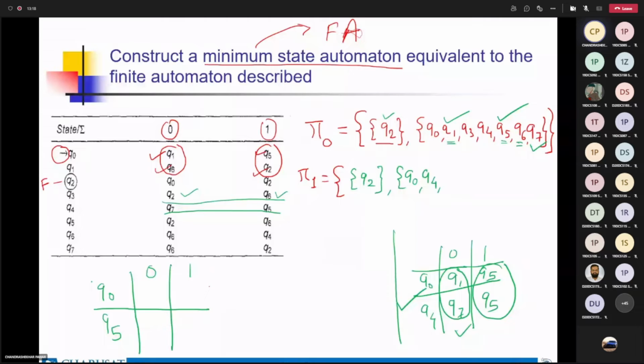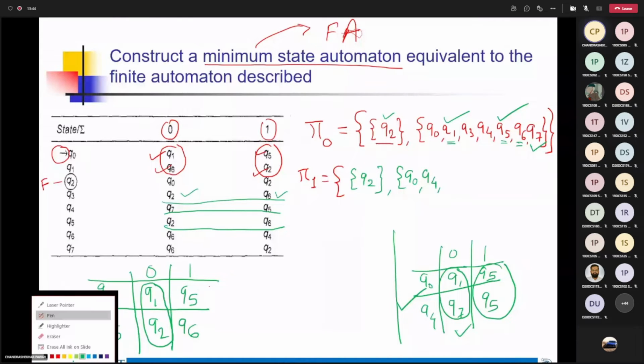What is the transition of Q0? Q1 and Q5. Next, what is the transition of Q5? Q2 and Q6. So Q1 and Q2, are these within the one set? Yes or no? Students, can you please reply? No, sir. No. Q5 and Q6?